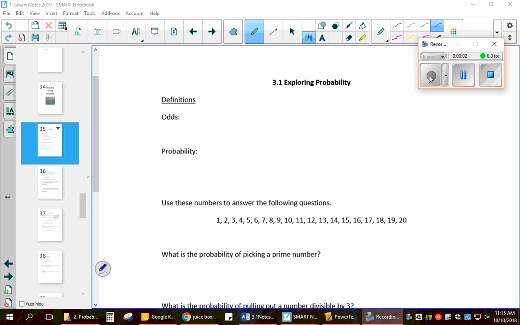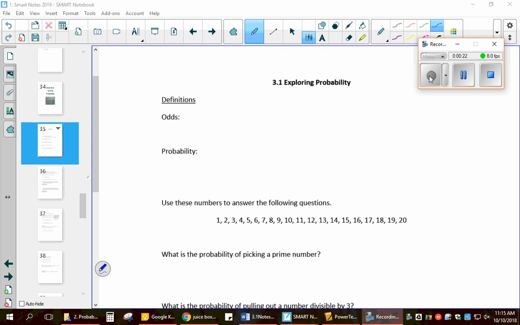Okay, so 3.1, exploring probability. We're going to be going through the differences between odds and probability. You guys ever heard of odds for something, like odds in Vegas, or probability? Usually people think they're the same thing, but they have particular definitions.